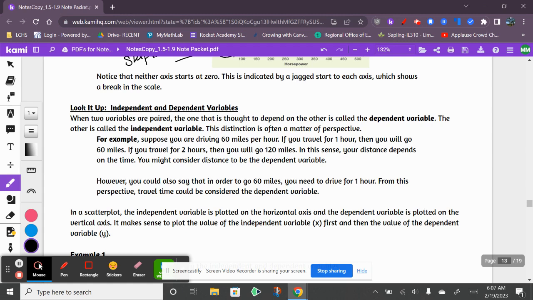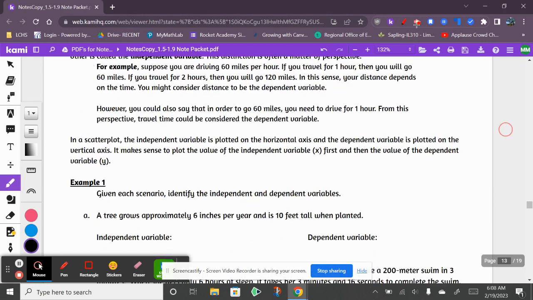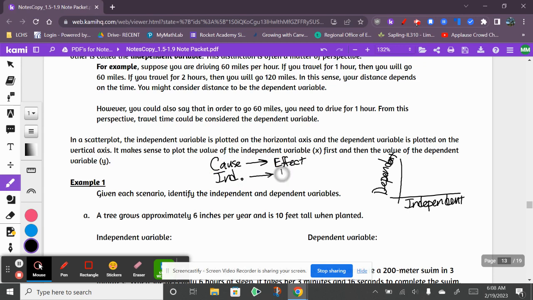In a scatter plot, the independent variable is plotted along the horizontal axis. So this will be your independent. And then this one will be your dependent. And I like to think of this as a cause and effect relationship. So the independent is the cause and the dependent is the effect. That's how I like to think of these.